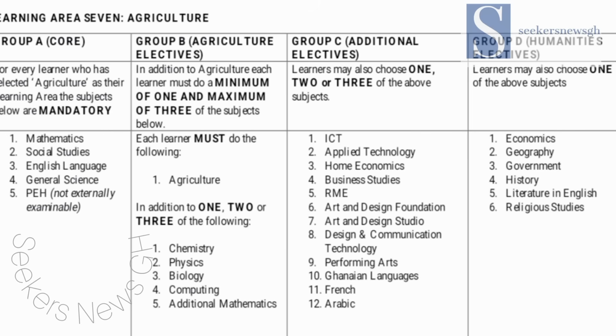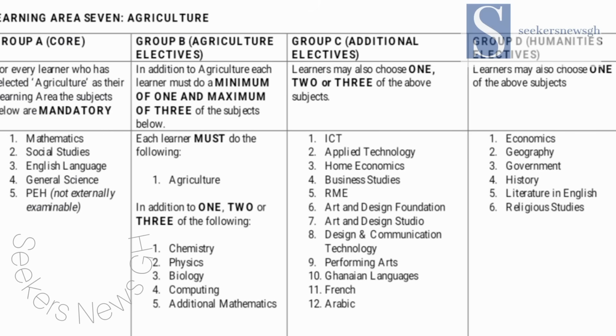You will do the 4 core, then each learner must do the following: agriculture as 1 core in year 1 and also continue with it. In addition to 1, 2, or 3 of the following, you can do chemistry, physics, biology, computing, additional mathematics. So any of the 2. Then in group C, you select 2 or 1 of it.